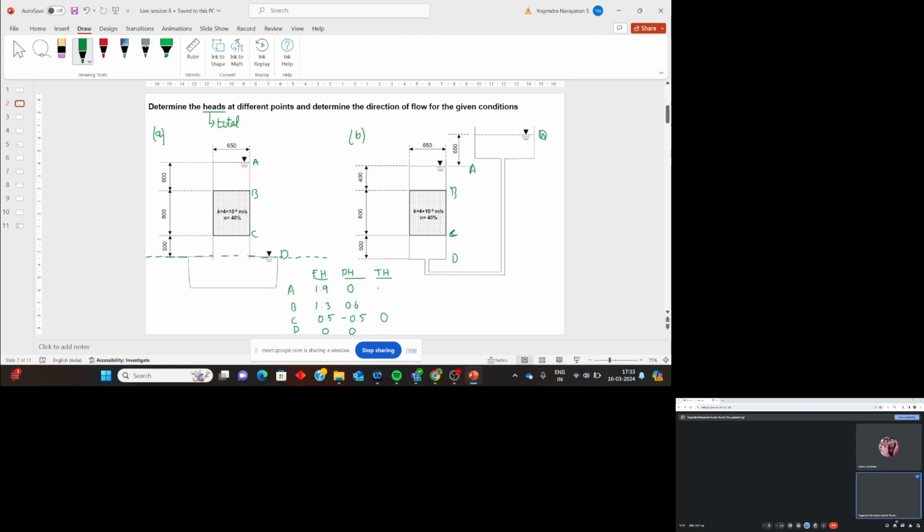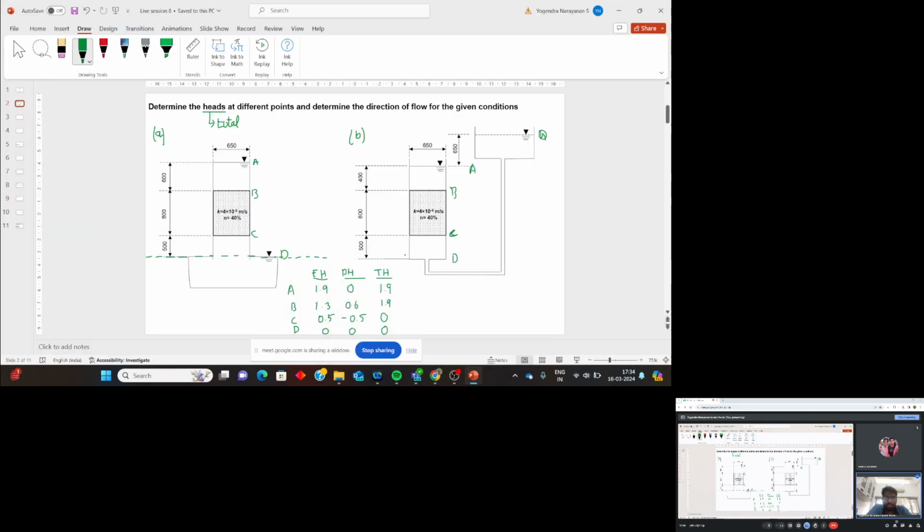Now you calculate the total head now. Here it will be 1.9. Here it will be 0. Right? Yes, sir. Now there is an interesting observation here. Please listen carefully. When you take A and B, is there a flow of water? No. Because total head is 0.